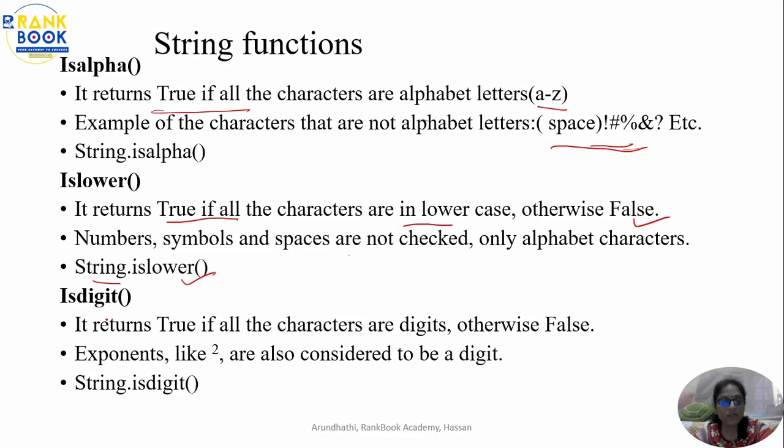Isdigit, which returns true if all the characters are digits, otherwise it returns false. Exponents, power terms are considered to be digits. And the syntax for isdigit is string dot isdigit.